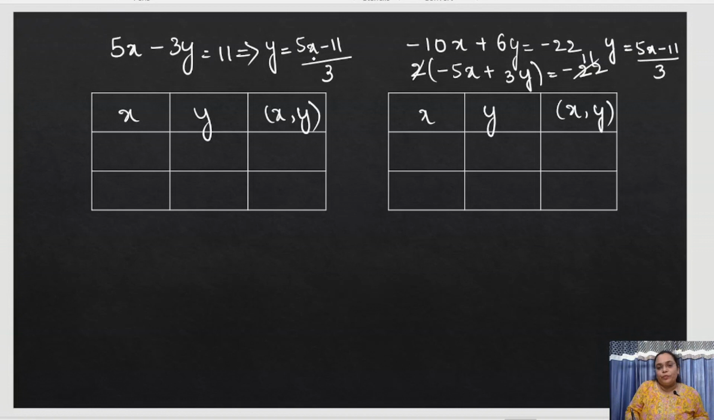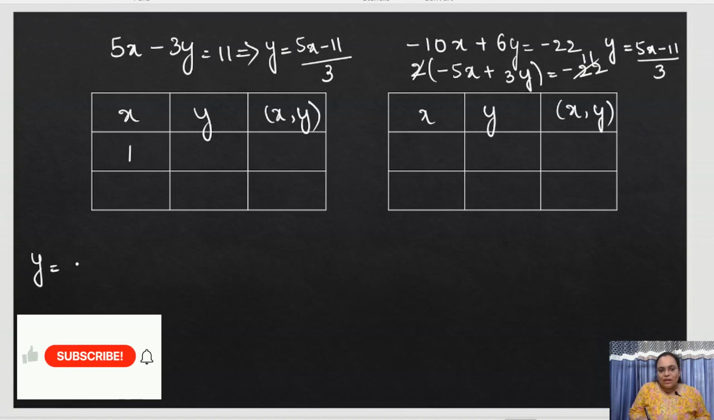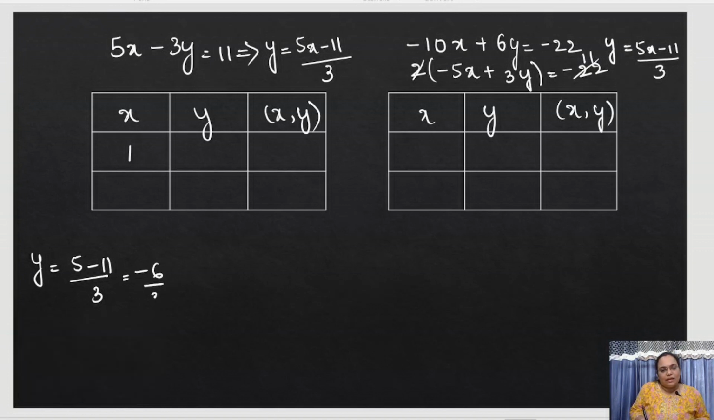So see here, if you put x equals 0 here, you will get 11 by 3. You will get it in a decimal, so let us avoid it. So if you put x equals 1 here, you will get y equals 5 minus 11 by 3, which is minus 6 by 3. You will get minus 2. Okay. So the point is 1 and minus 2.